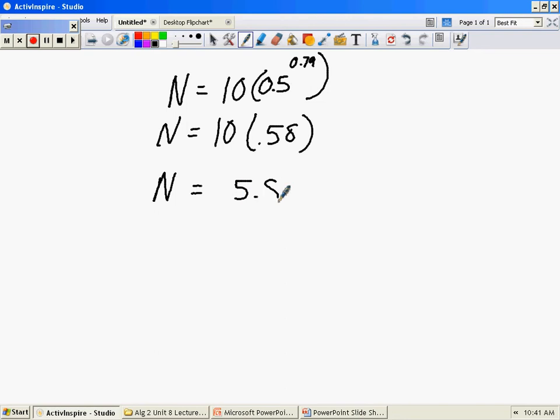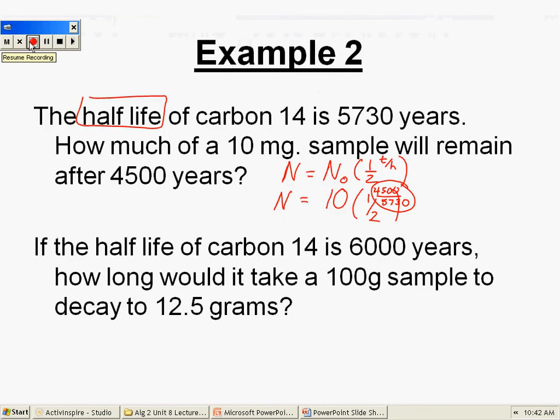And that's how much would be left if we let it decay for 4,500 years. If it started off at 10 milligrams and we let it decay for 4,500 years, then we'd have 5.8 milligrams left. Go ahead and write down number 2, please.